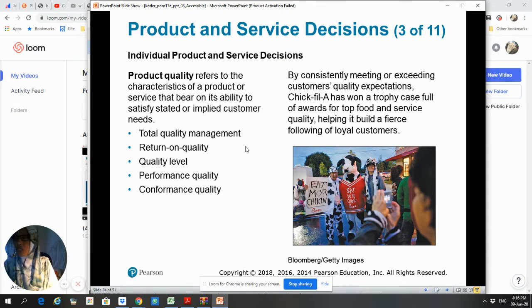But when we talk about quality, it is actually more than that. We talk about wants. So wants will differentiate product quality in terms of the difference between iPhone and other smartphones. In terms of the quality of the product itself, after the same service, the quality level, the performance, the conformance. Conformance is how much they conform to whatever specification they offer.